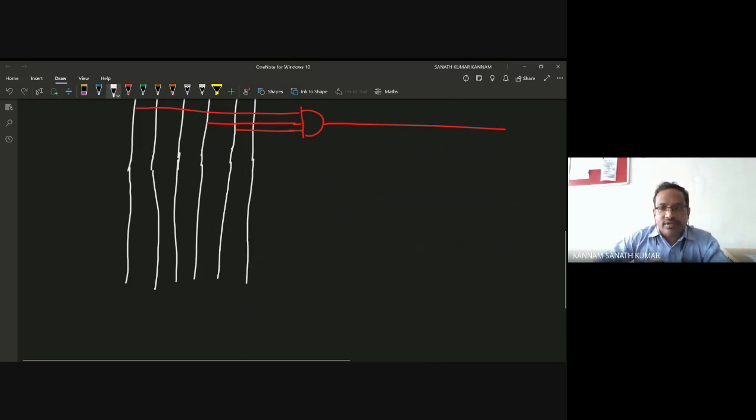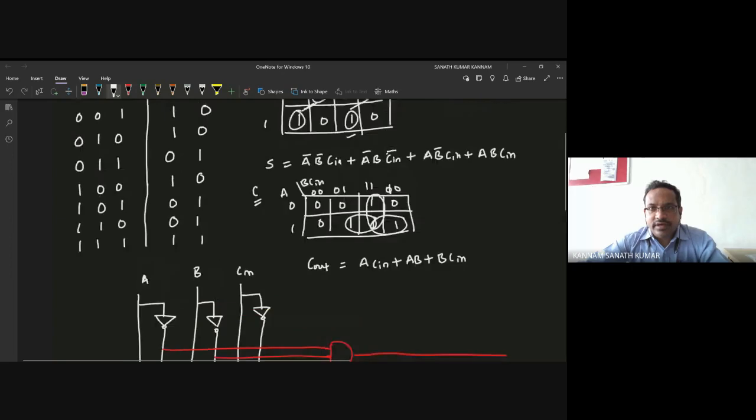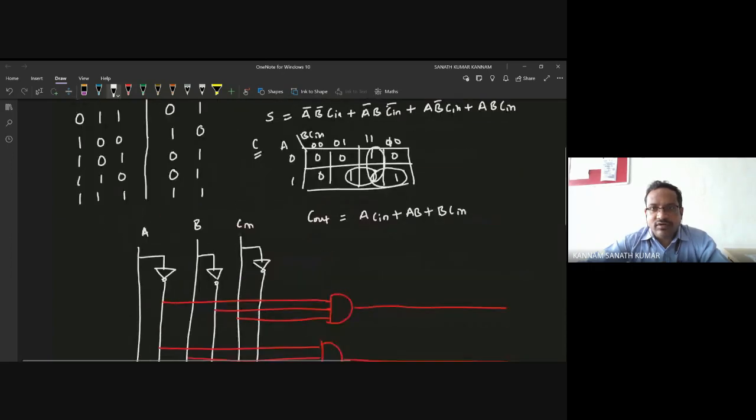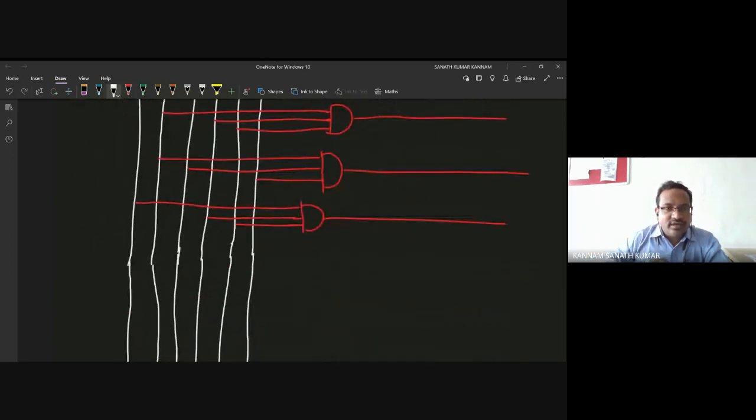Okay. So next, A B bar CN is over now. So A B CN. Here, this is A, this is B, and this is C. So A B C N means this is A, this is B, and this is CN, connected with an AND gate.